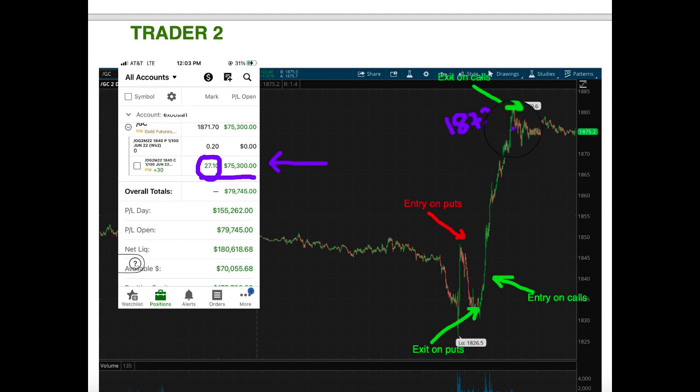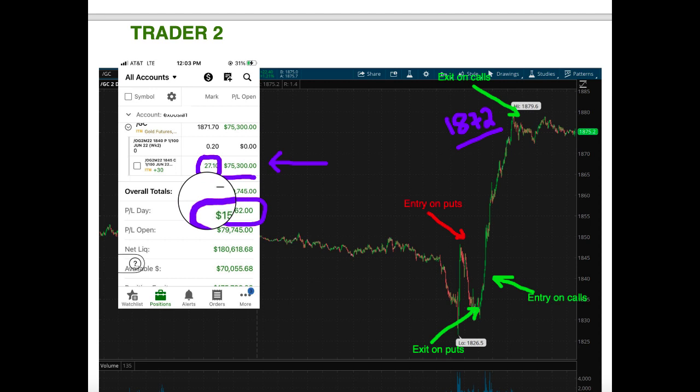And the options were running close to expiration. At that point, gold futures options expired at 12:30, so we had to make sure we're out of the trade by 12:30. So we started scaling out basically at 1872. We closed most of the positions at around 1874, 1875 area. So here's Trader 2 that is now up for the day 155K.